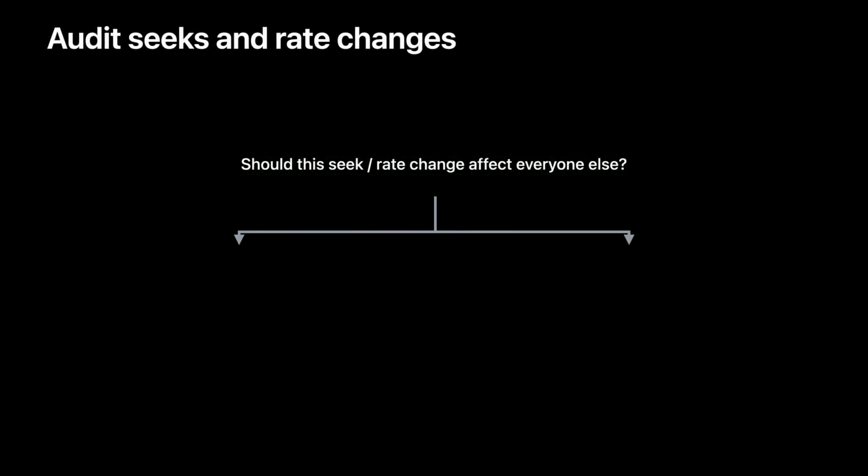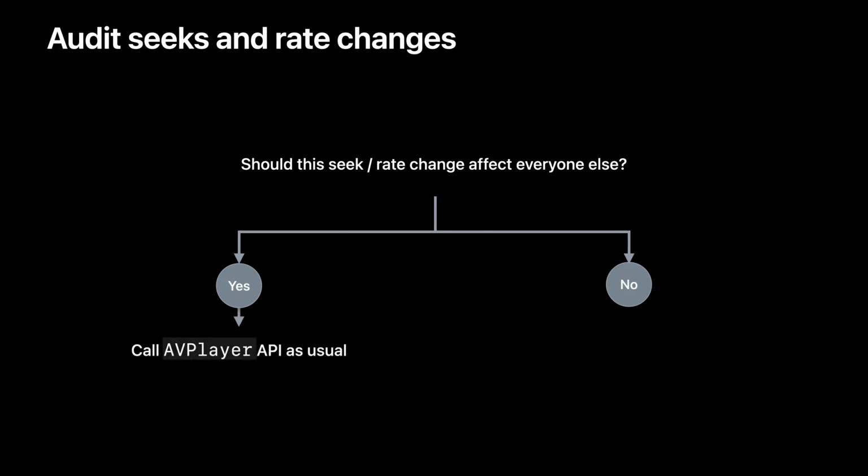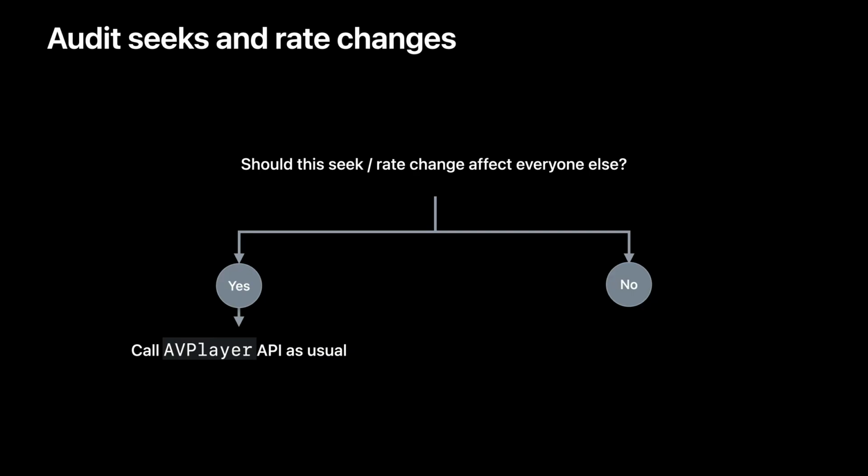Also, audit your transport control commands and consider if they should affect everyone in the group. Usually, an API call should affect the group if it originates from playback UI. So if the user pauses, everyone else should pause too. In that case, just call the AV Player API as usual. So what should we do with the other API calls not coming from playback UI? Usually these are automated pauses because your app has encountered some system event. Automatic pauses like this should not usually affect the other participants.